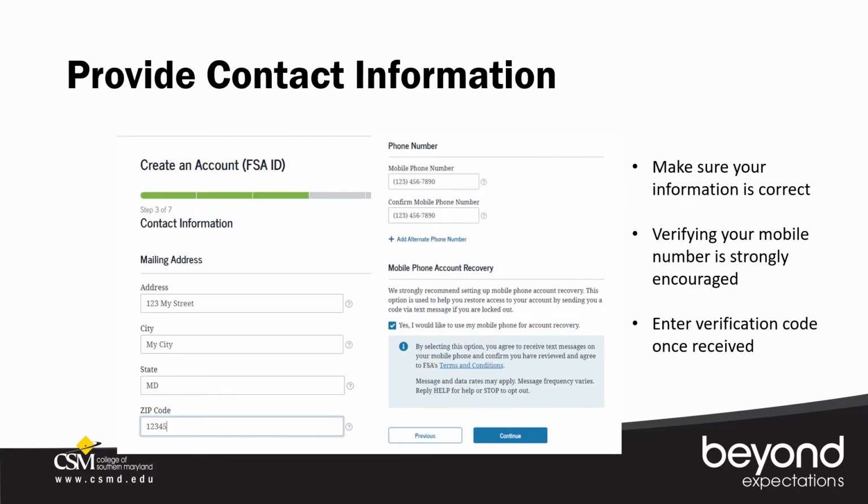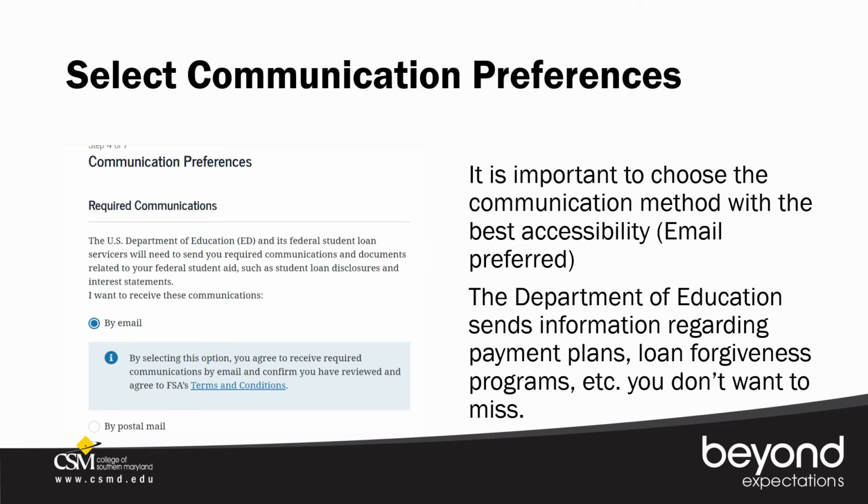Step 3 is to provide your contact information, your mailing address, and your mobile phone number. It is strongly encouraged you set up your mobile phone number for account recovery. Simply check yes and enter the secure code that will be texted to you. Step 4 is to select your communication preferences. It is important to choose a method that has the best accessibility. Email is preferred.